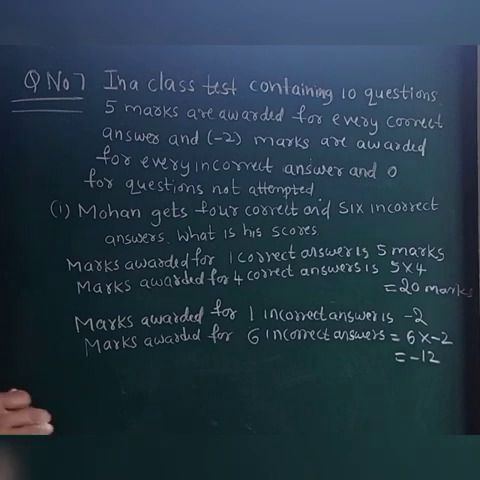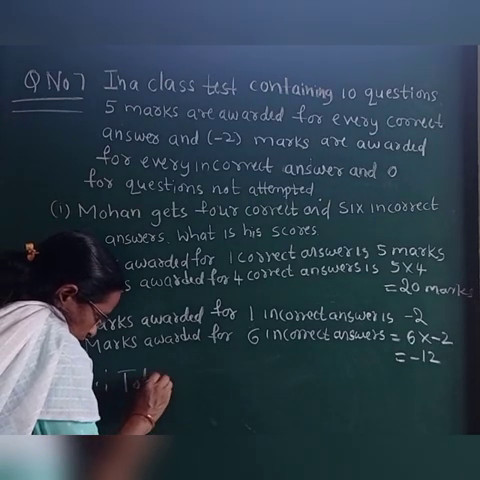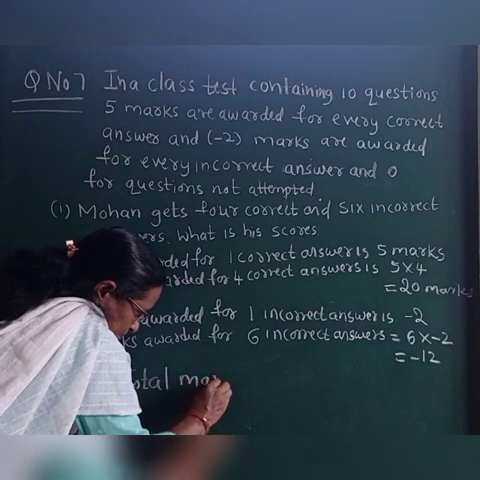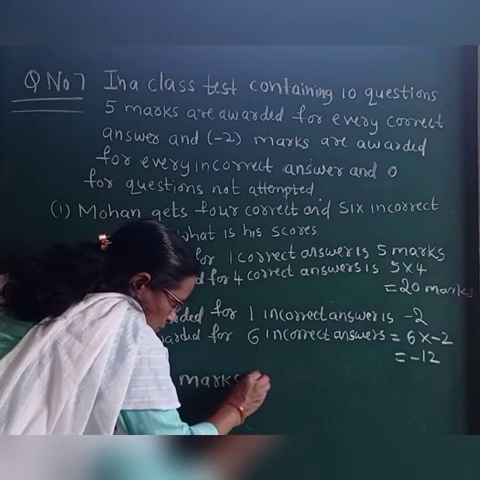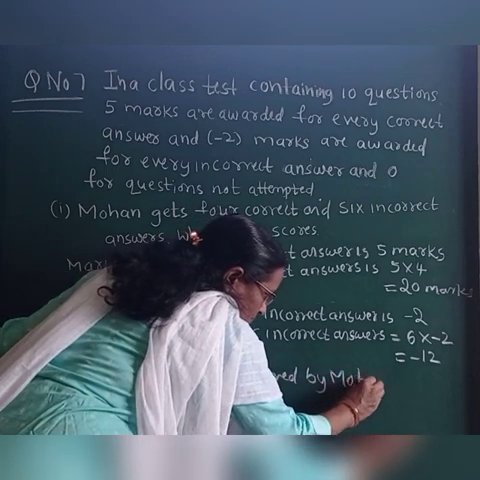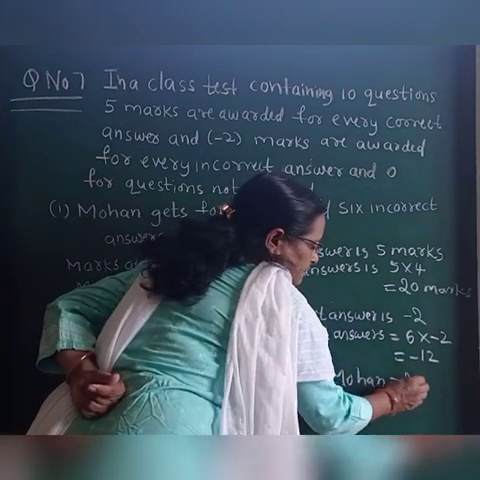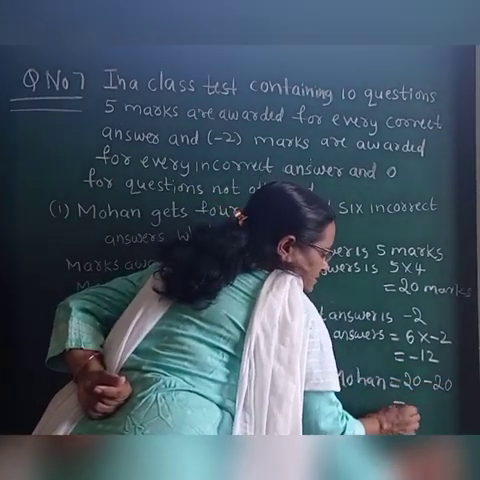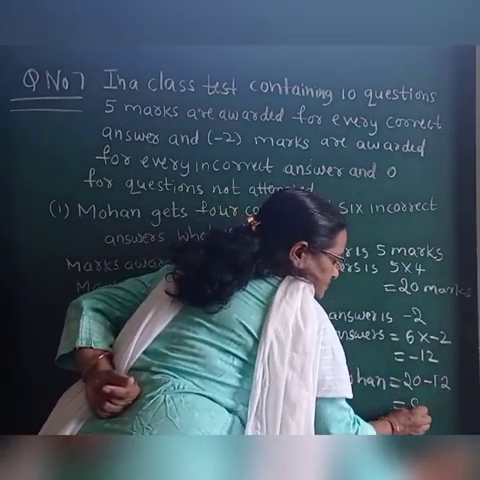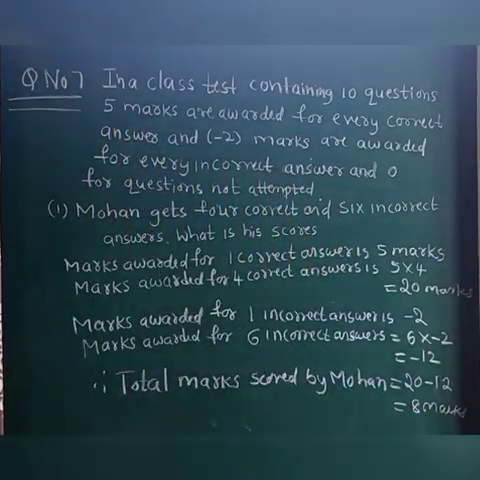So what is his score? How to find the score? Total marks scored by Mohan is, therefore, total marks scored by Mohan is equal to 20 minus 12, 8 marks. 8 marks he scored. Right?